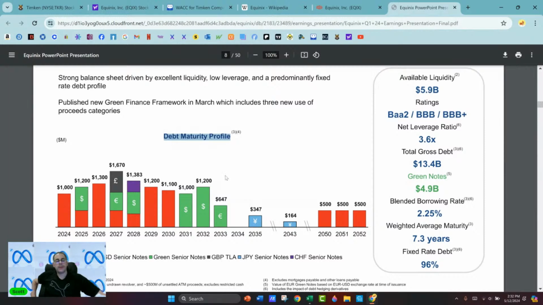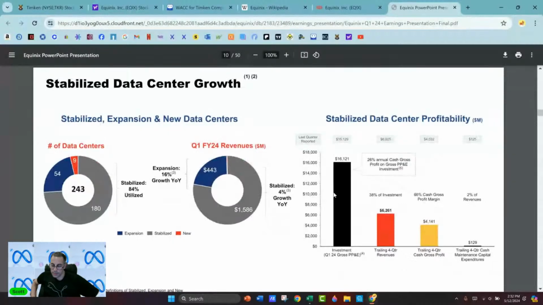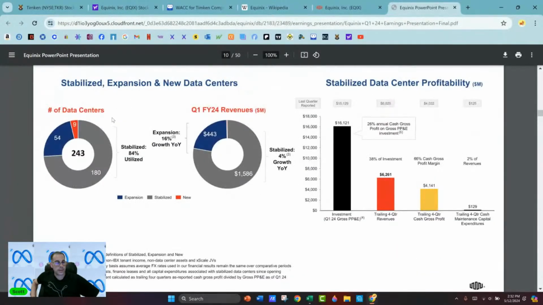That's the problem with REITs, they have to take on so much debt because they have to give out most of their earnings back to the investors. They have to give like 90% of their earnings back to investors as a dividend. So it's hard to grow and scale when you have to give back all your money. $243 data centers.